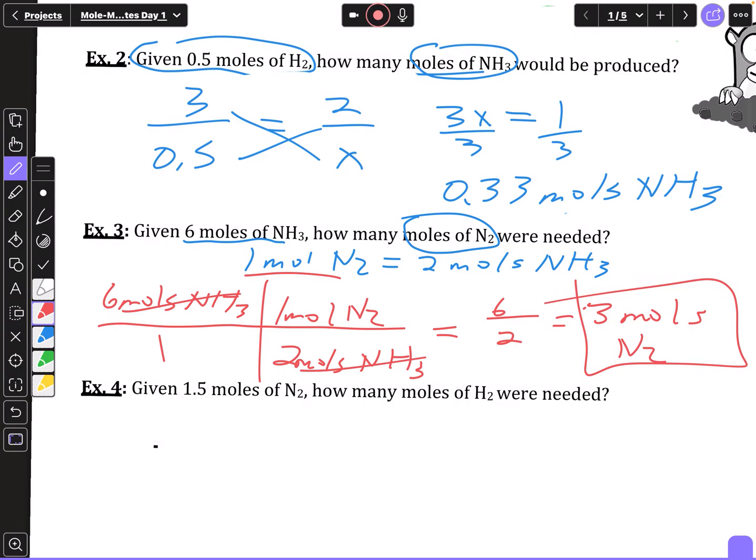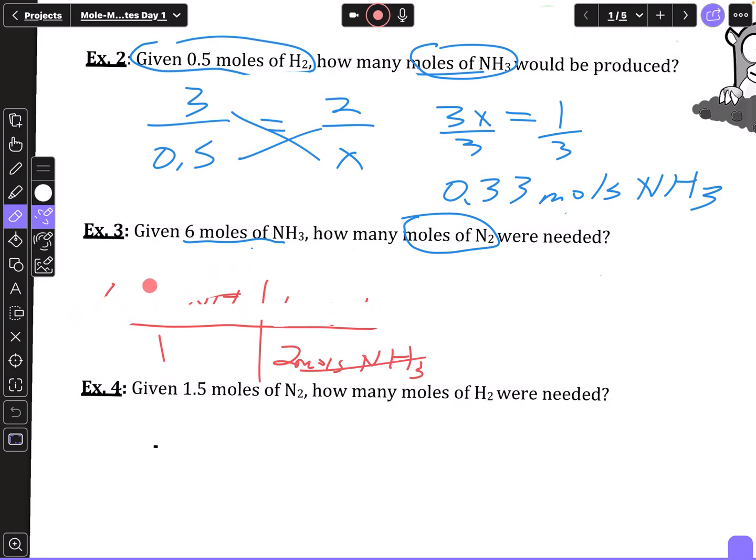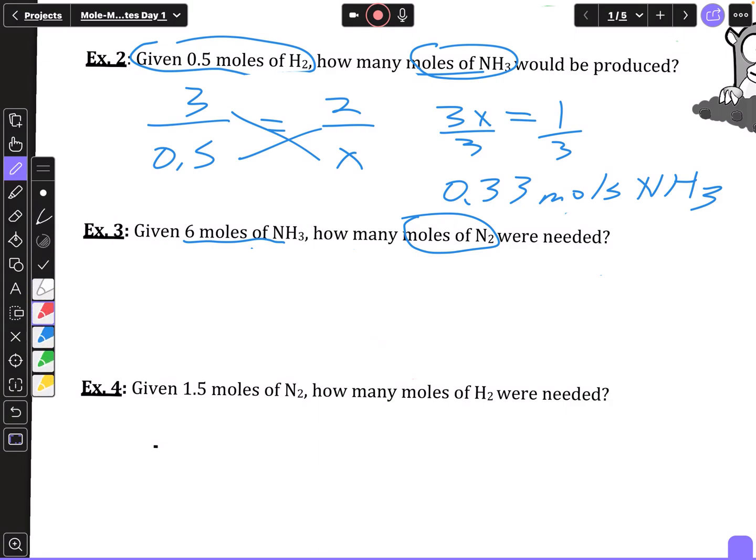I should make sure that I'm multiplying and dividing by the number I need if I'm canceling out my units. Now, like I said, another way of doing that is setting up a proportion. The balanced equation. If I'm given 6 moles of NH3, how many moles of N2 were needed?